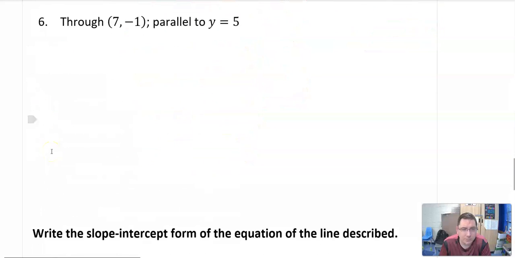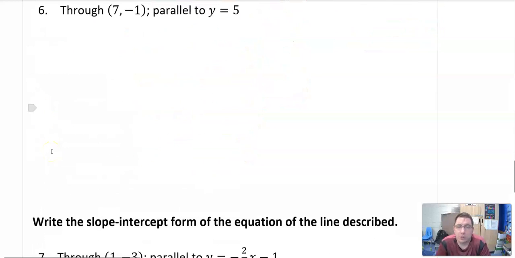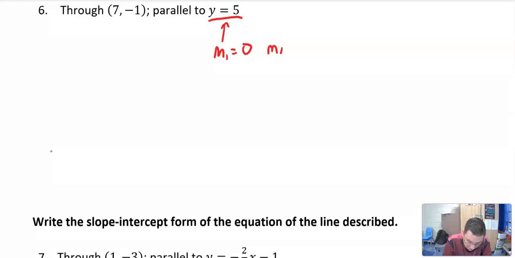In example 7, it asks for the line through the point 7, -1, and parallel to y equals 5. This one's a little different. Remember that if I just have a number, y equals 5, what type of line is that? Well, it's a y line, so it's horizontal, and it's equal to 5. So that means it's going to go through the y-axis at 5 and has a slope of what? This line has a slope of 0, which means my parallel line shall have a slope of 0. I'm going to plug that in to our point-slope form.